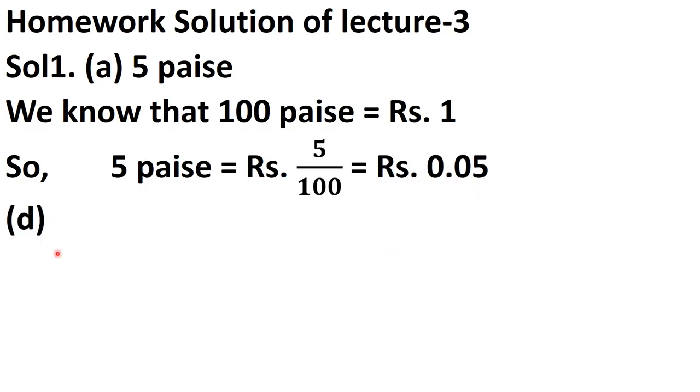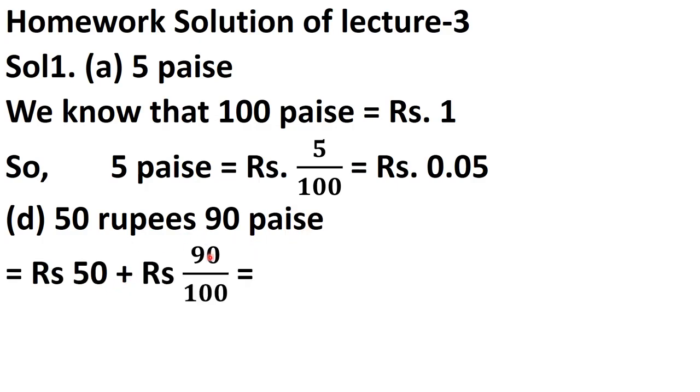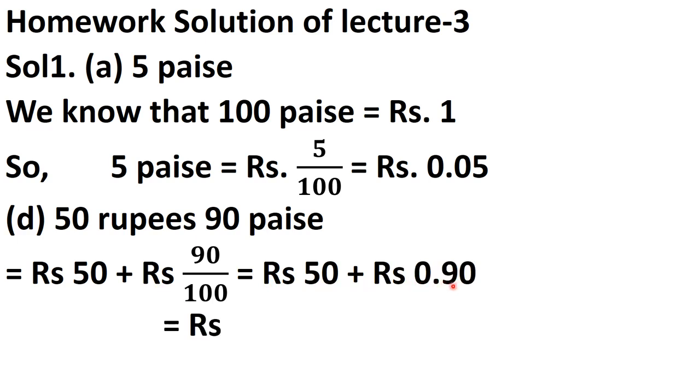Its D part is 50 rupees and 90 paise. Rupees 50 we will write down as it is, plus 90 paise, how we will write down? 90 upon 100, as we have converted into rupees now. Rupees 50 plus rupees 0.90. When we add, our answer is rupees 50.90.